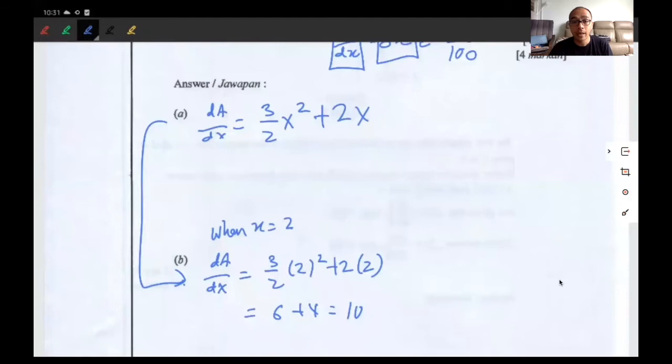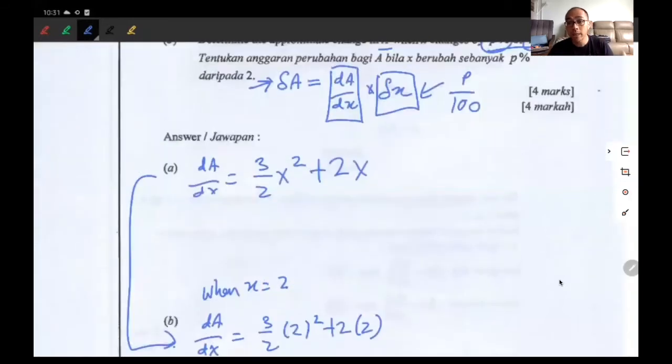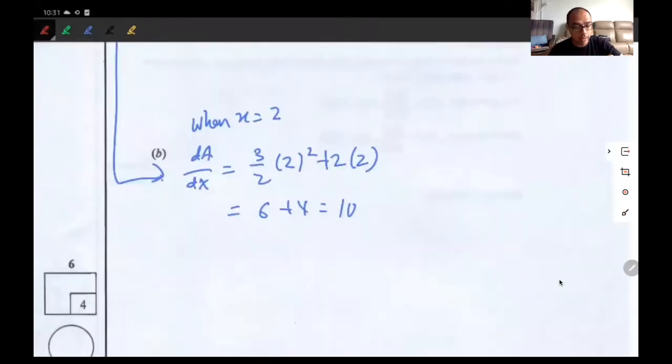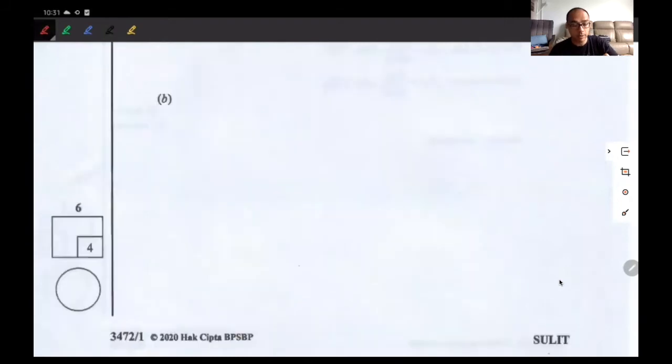Okay, and delta x equals p over 100, because p%. So if p%, that means our delta A equals 10 times p over 100. So you get p over 10, which is my final answer.